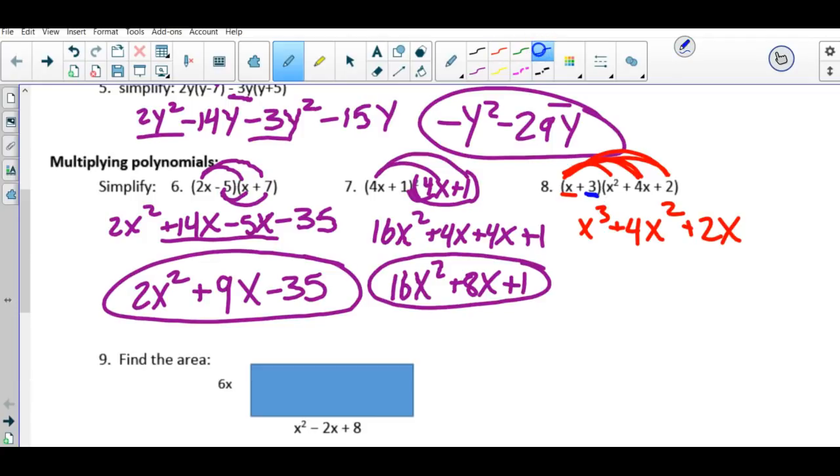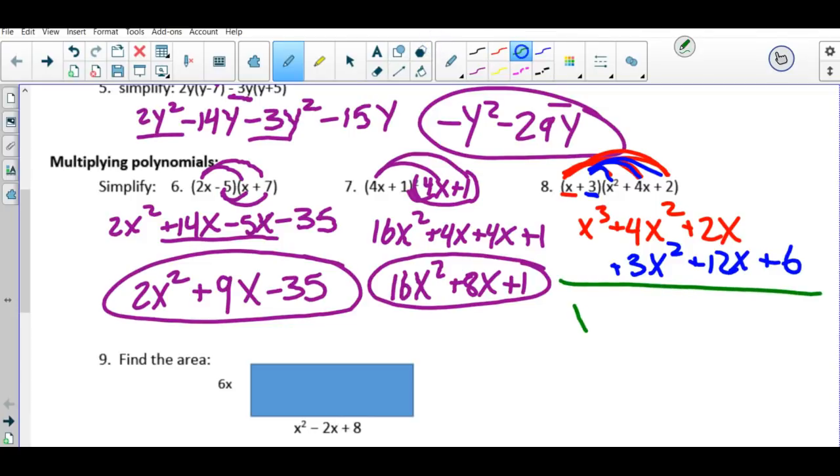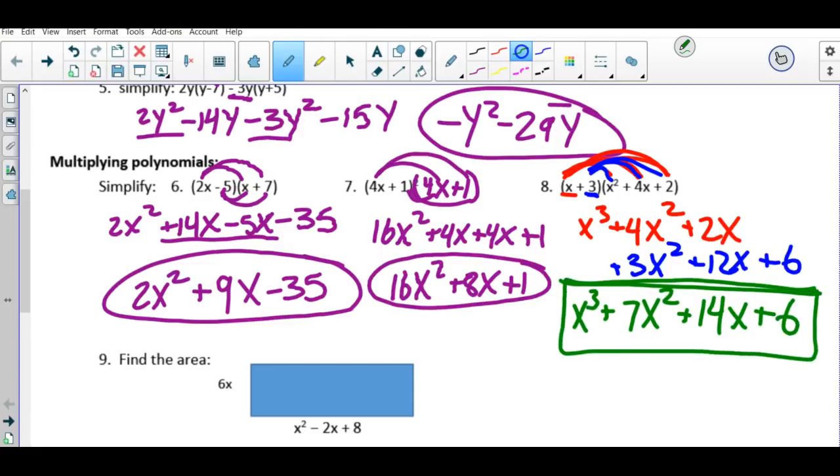Then we have the 3. 3 times x squared is plus 3x squared. I'm lining it up with its like term here. 3 times 4x is plus 12x. 3 times 2 is 6. So when I combine my like terms, go green here, I have x to the third power plus 7x squared plus 14x plus 6. There is our product.